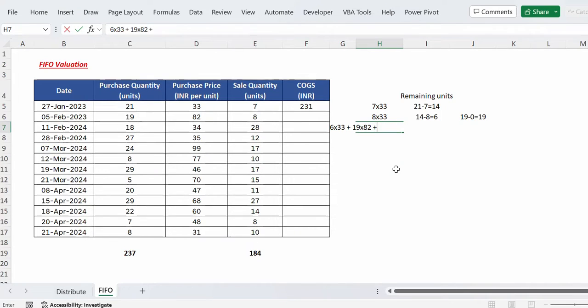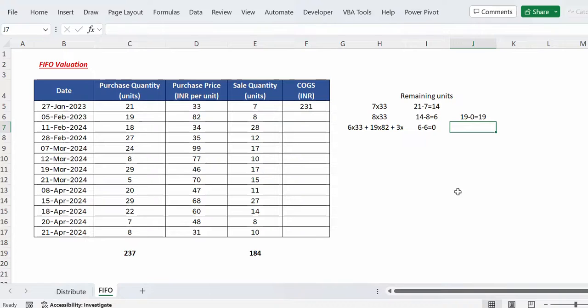So it will be plus 3 multiplied by 34. 34 is the price of units that we purchased on 11th of February. So this will be the calculation here. And remaining units for 27th of January will be 0, because we have utilized them completely. So 6 minus 6 will be 0 here.